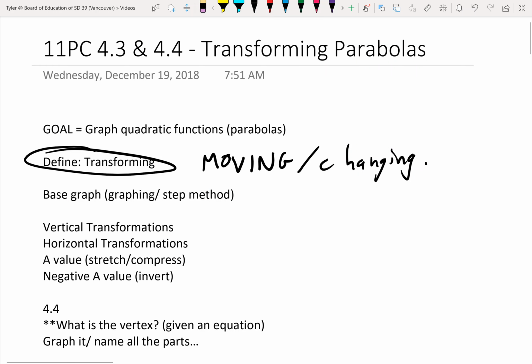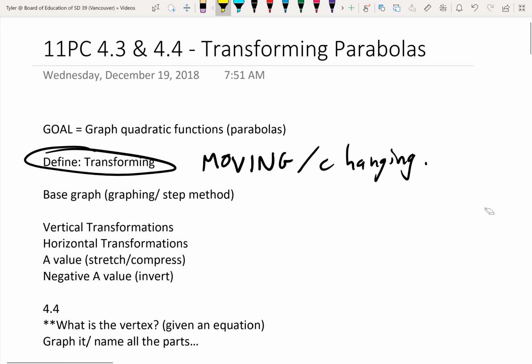So we're doing 4.3 and 4.4, which is transforming parabolas. That basically means that if you're given the equation of a parabola, you should be able to tell the graph. And really, if you have the graph, you should be able to write an equation. It's only going to work for one certain form of quadratic equations. We're going to go over that at the end.